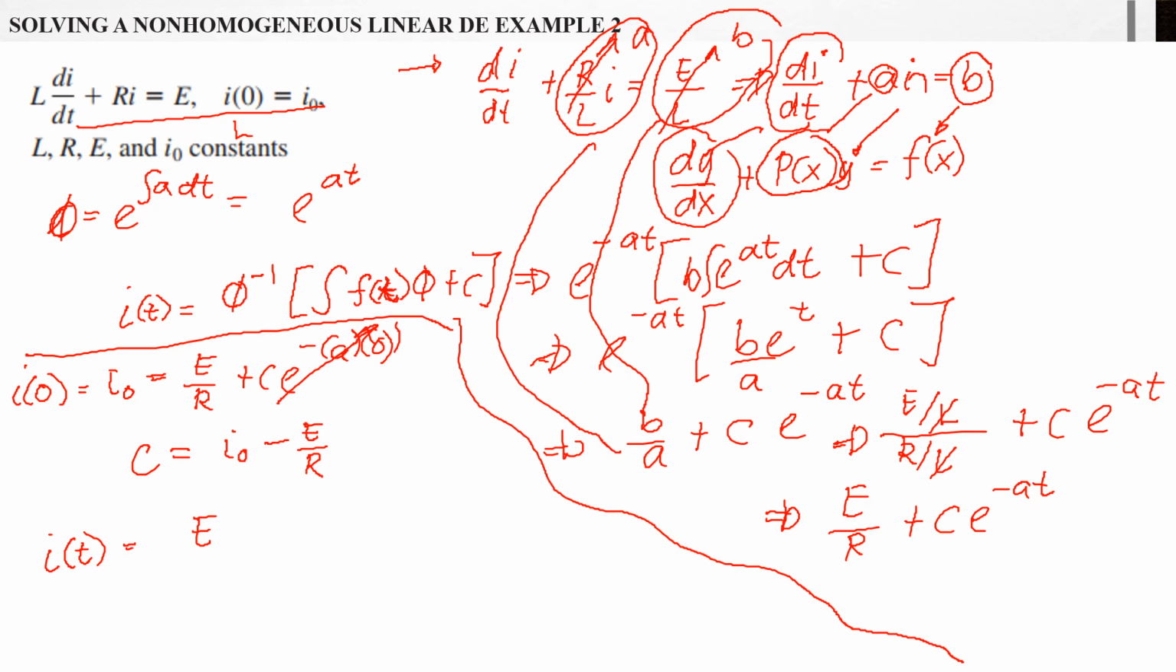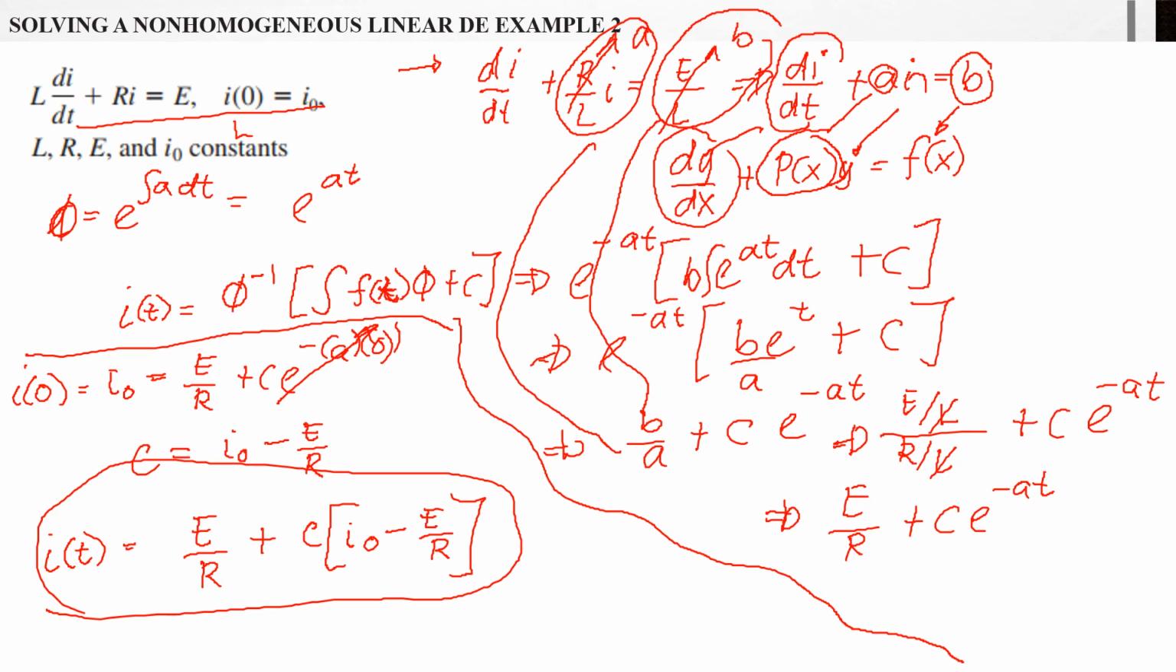Therefore your particular solution becomes I as a function of time is equal to E over R plus (I sub 0 minus E over R) times e^(-At). Okay, this is your particular solution given the initial value problem here. So I hope you learned, and thank you for your time.